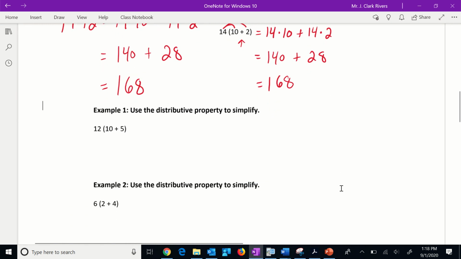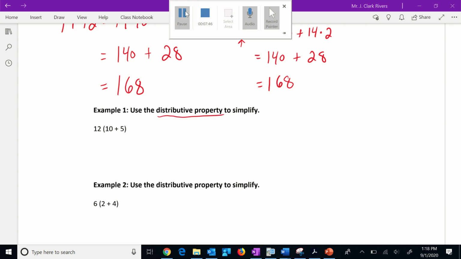All right, so if you want to try these on your own, use the distributive property to simplify 12 multiplied by 10 plus 5. Do not group 10 plus 5. Use the distributive property to simplify this. Okay, well, the distributive property, 12 times 10, 12 multiplied by 10 is 120, plus, right, pay attention to that sign, 12 multiplied by 5 is 60. So we get 180.